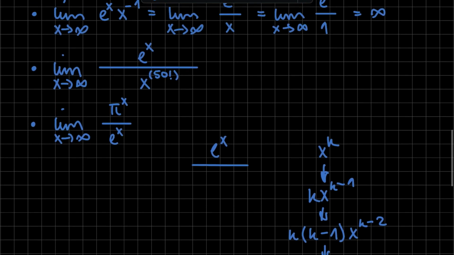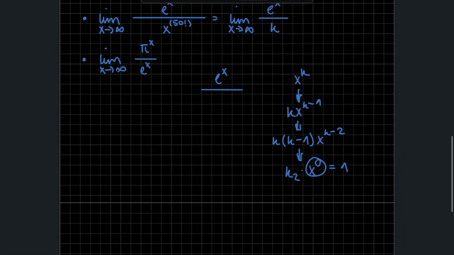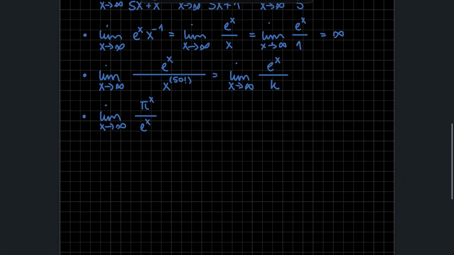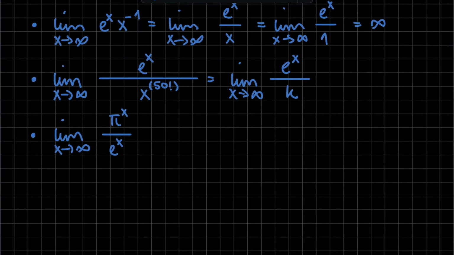So I'm going to say that this is equal to the limit as x tends to infinity of e to the x over a constant k. And it doesn't matter that this constant is very big, because we said that e to the power of infinity is just infinity. And so we have infinity on the numerator, and if we were to divide infinity by any constant, no matter how big, it's still just going to be infinity. So that's the value of our limit.